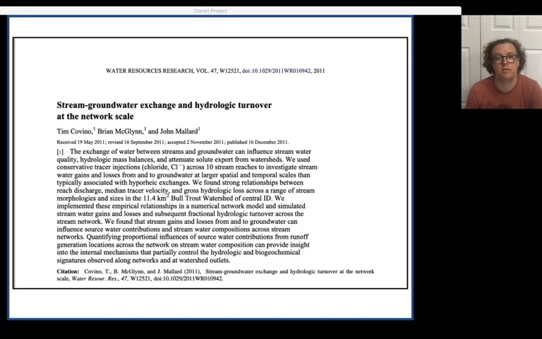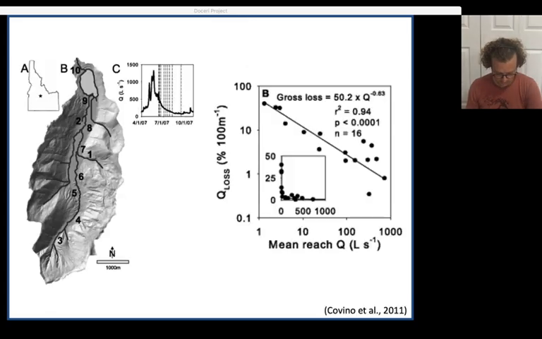So this is just a screenshot of the title page of the Covino et al. paper. It's also linked in this module. And their work was done in this catchment up in Idaho. And what I want you to see is that they went out and did these channel water balance studies within 16 study reaches in their basin. And those spanned from just over 1 to under 1,000 liters per second.